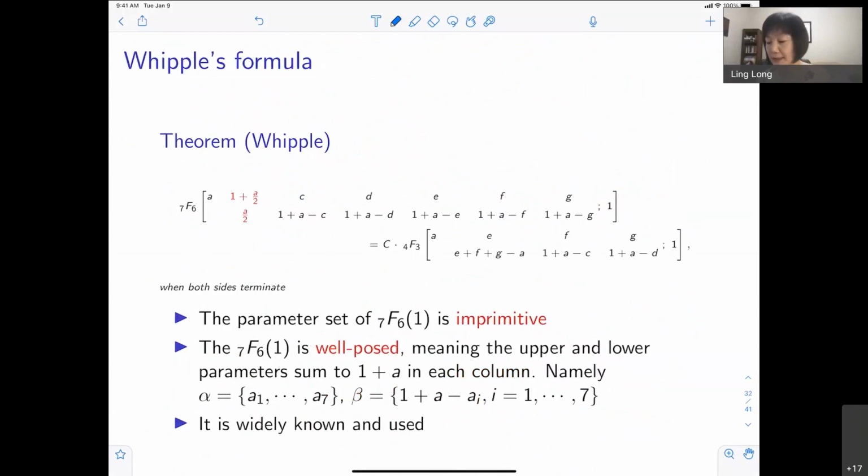The Whipple's formula says, for the 7F6 on the left-hand side, which is primitive because the difference of the upper and lower is 1, an integer. It's well-posed, which means a plus 1 is a plus 1, and if you add any other column, you get a plus 1. So it's a well-posed series at 1, all right?